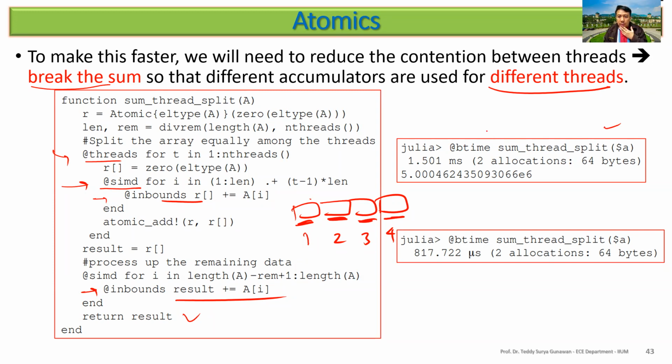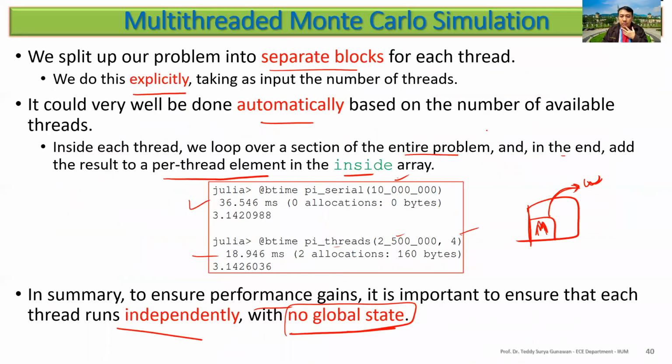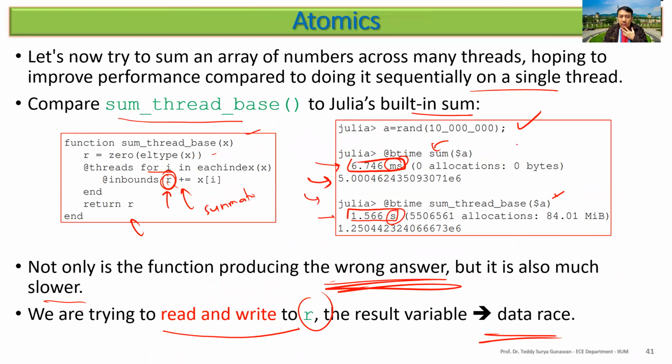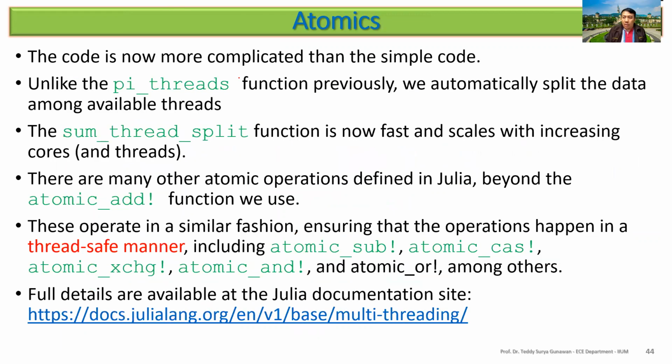I think this one is using the previous one. Sorry, I need to change to this one, sum A. Sum A takes around 6.746 milliseconds. When you run this one again, you now have microseconds. So the code is now more complicated than the simple code.